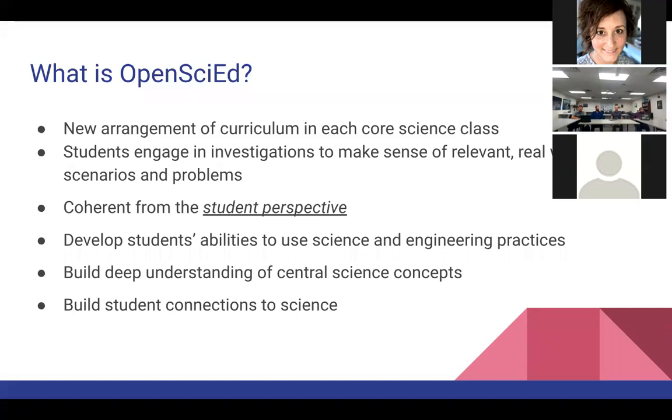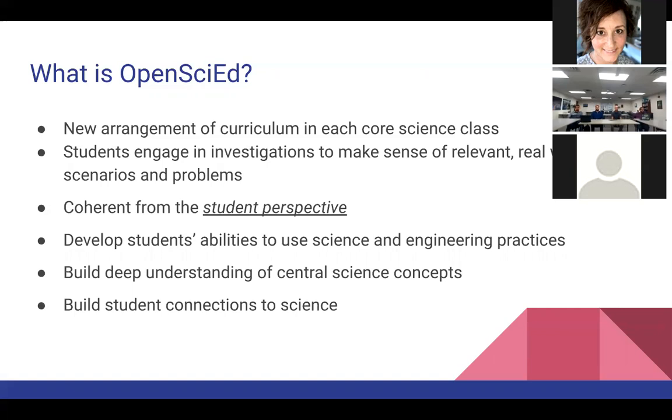So what the new curriculum is called is Open Sci Ed, and it's different from what students may have experienced before. The classes that your student may interact with this in will be the core classes: physical science, biology, and chemistry. A big part of this is it really gets the student to engage in investigations in real world, relevant scenarios and problems. And a big part of it is looking from the student perspective. So how do they view it?